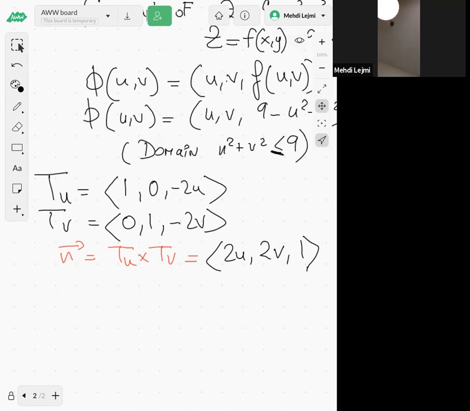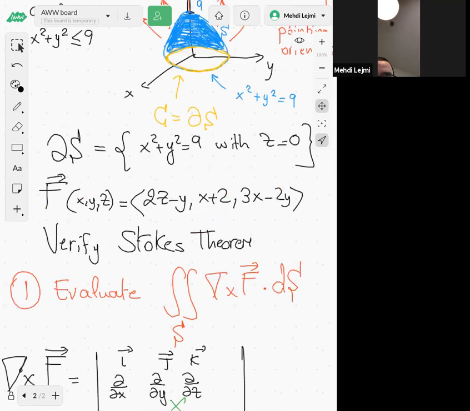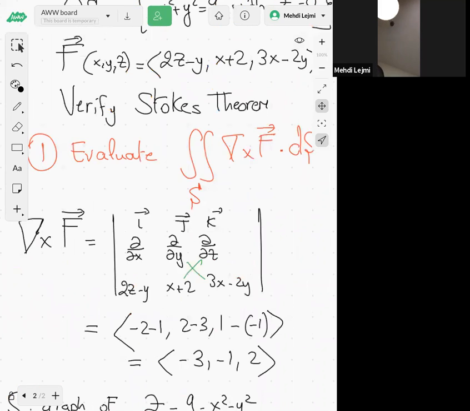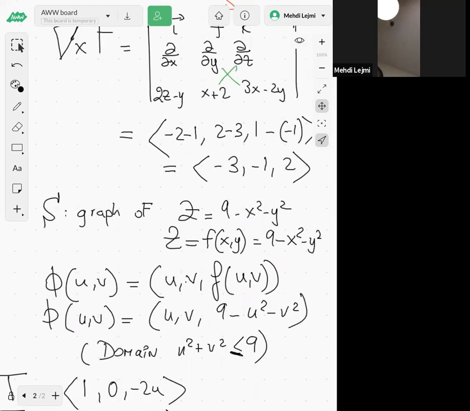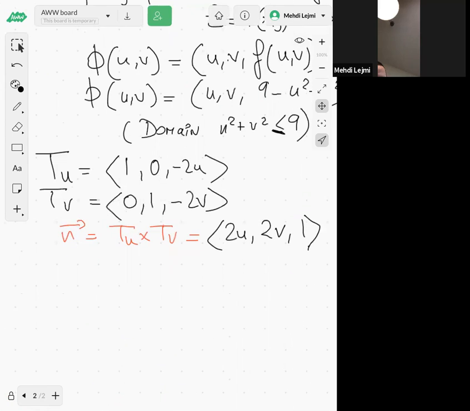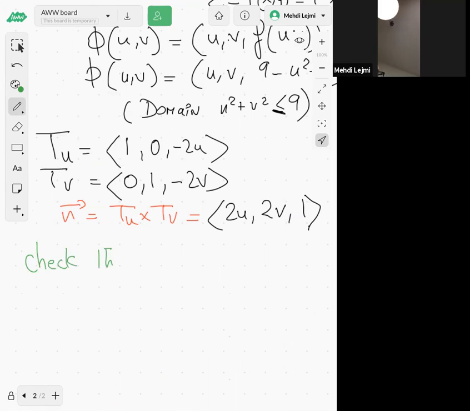Now we need to check the orientation. Remember in the problem we said we need the orientation to be upward pointing. So we need to pick a point. I would suggest just picking the point at the top. So we need to check the orientation here.